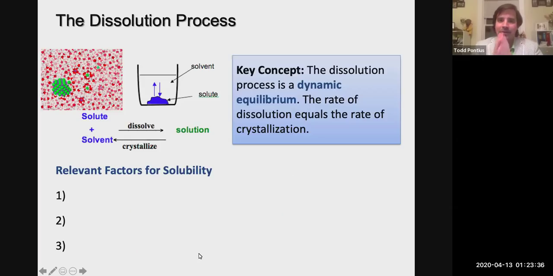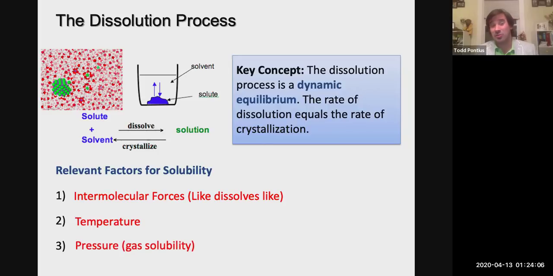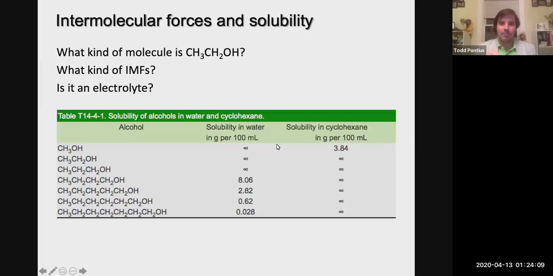So now let's talk about the dissolution process and ways that we can alter it. So we have our solute and solvent, and when they mingle with each other, we end up getting a solution. The key factors for solubility are intermolecular forces, the like dissolves like principle. That's what we've been talking about. Temperature also plays a big role. If you've ever put sugar into cold tea versus hot tea, this is something that you've witnessed firsthand. Then finally, we'll talk about gas solubility, and we'll see that the partial pressure of the gas has a lot to do with its solubility. So let's explore these concepts.